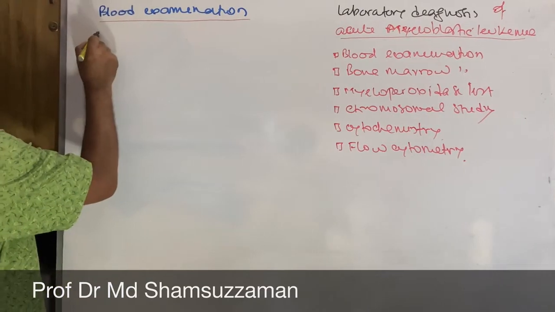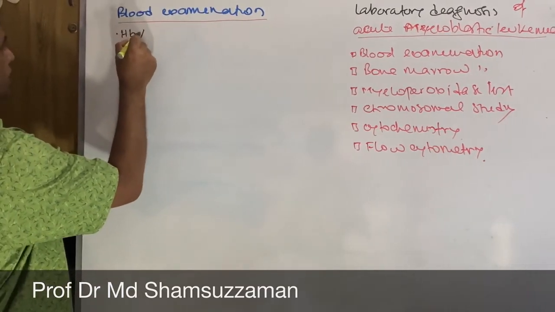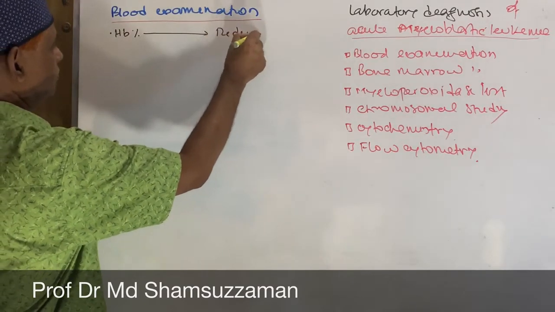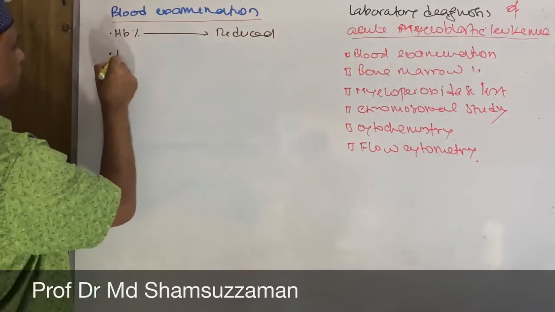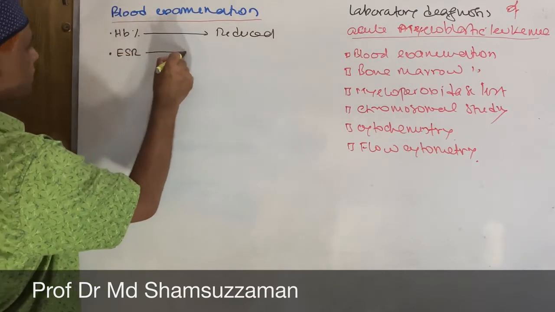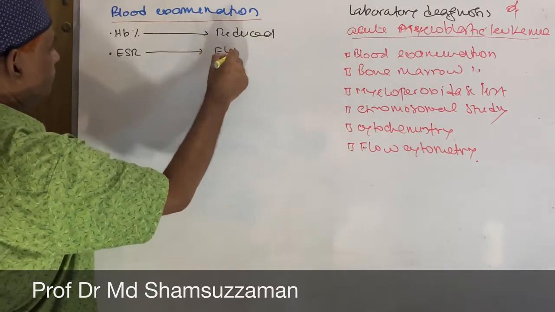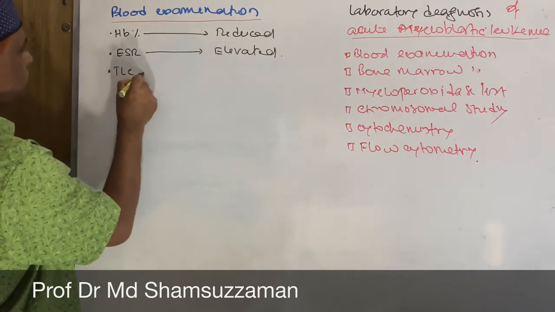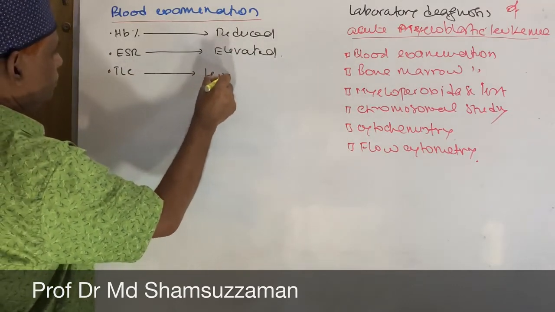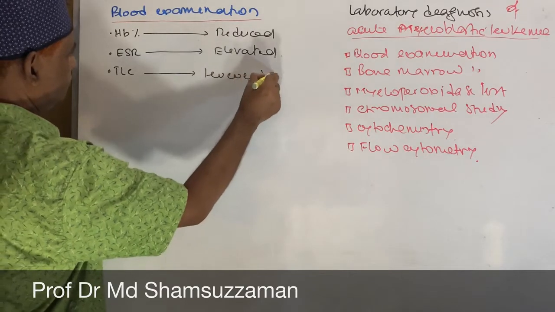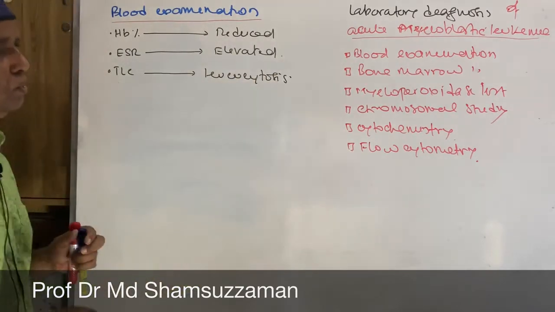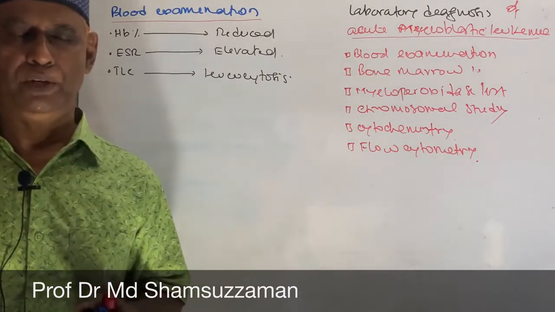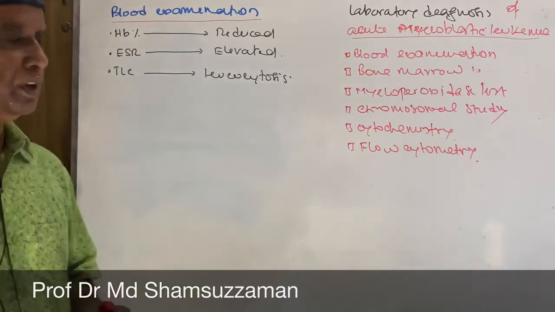We have to first do hemoglobin estimation. As the patient is anemic, hemoglobin will be reduced. Then we have to do ESR, it will be elevated. We have to do TLC, total leukocyte count, there will be leukocytosis. And like in acute lymphoblastic leukemia, the TLC may exceed 1 lakh per cubic millimeter of blood.